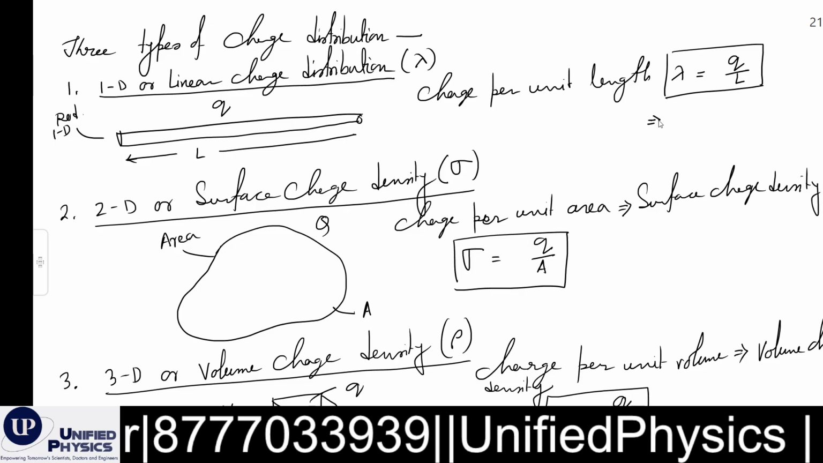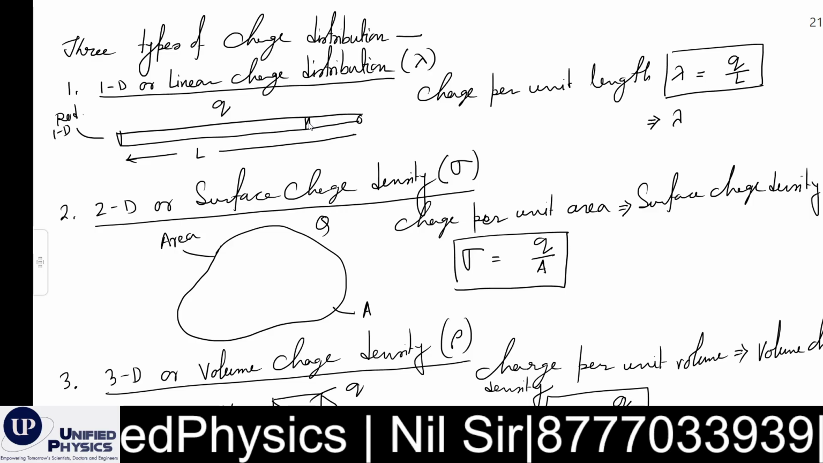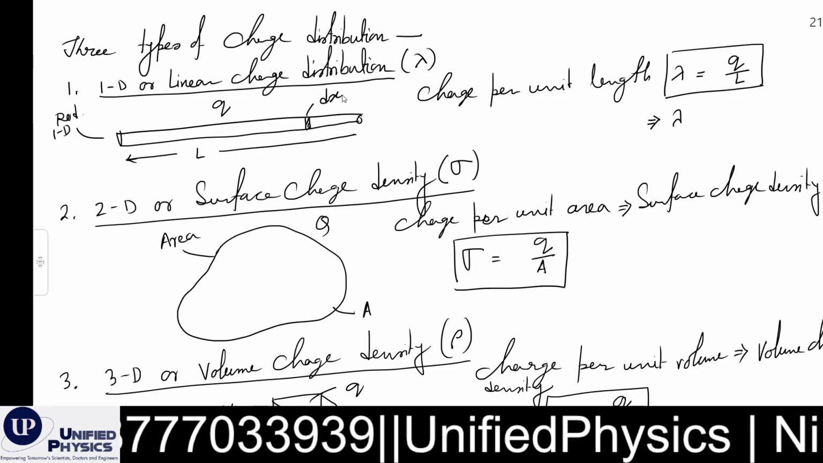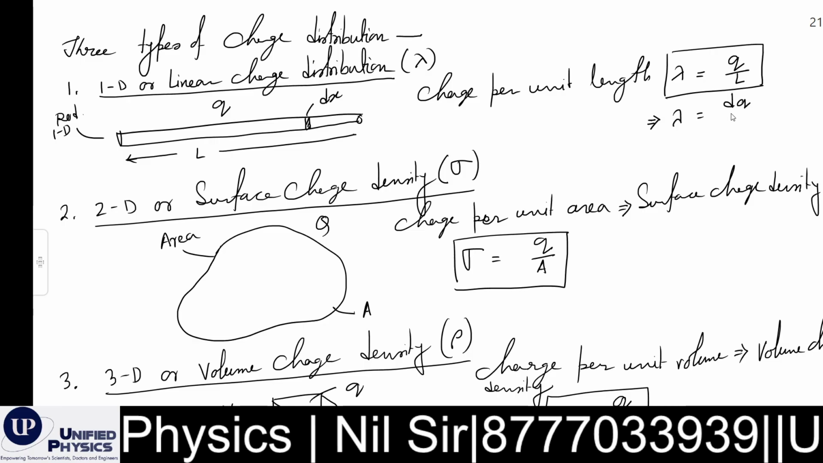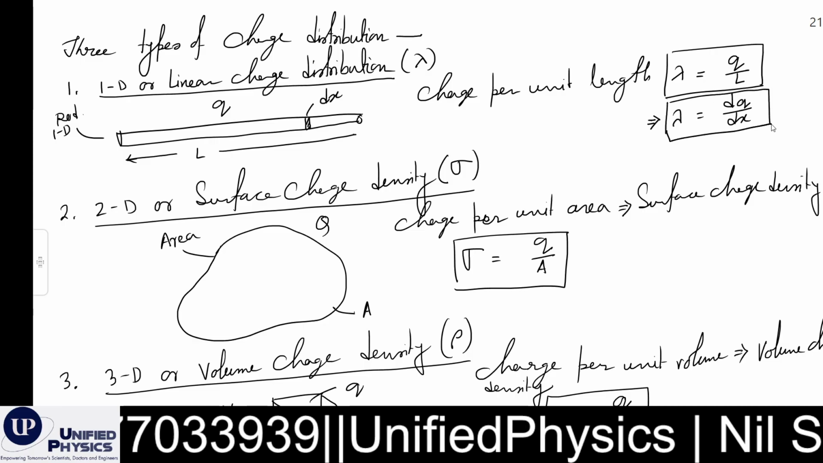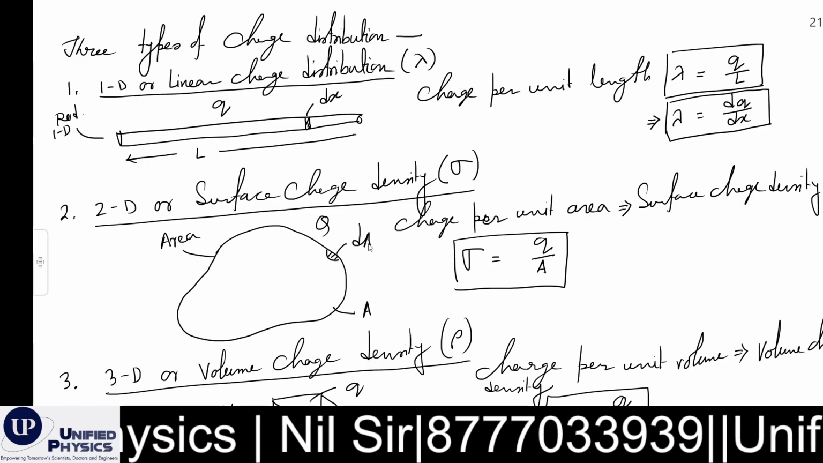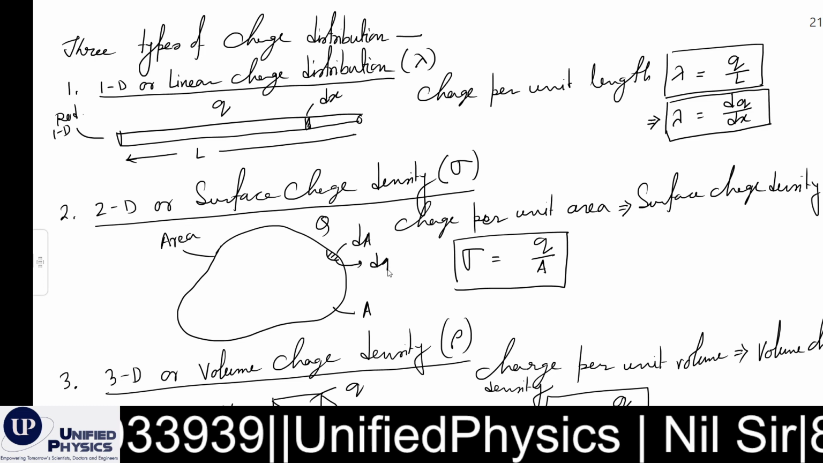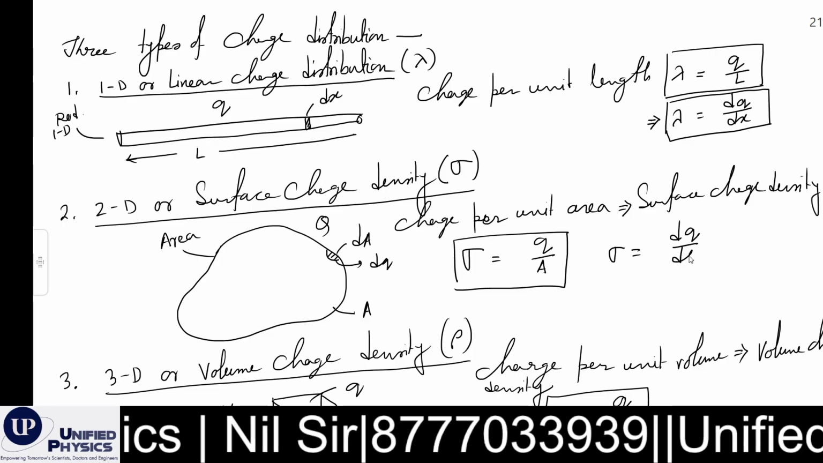We can also write lambda, if we consider a small charge here, as dq by dx. Let us also consider a small surface dA. In this dA the amount of charge is dq, so we can also define sigma is equal to dq by dA.